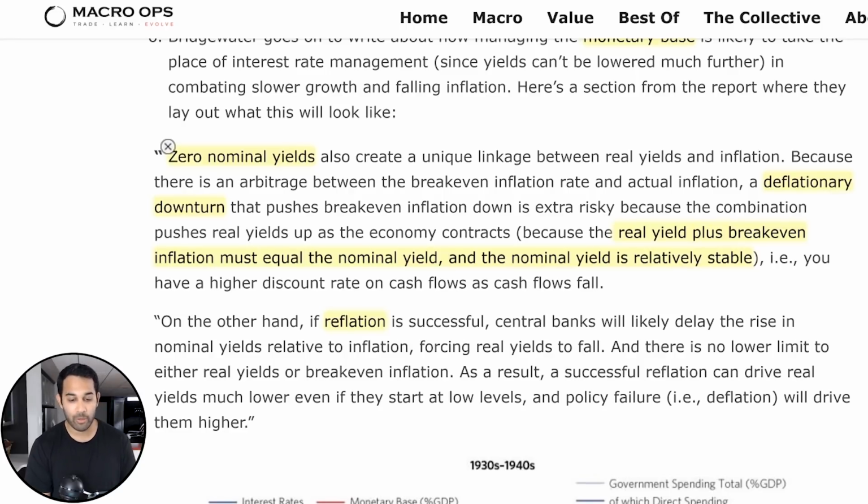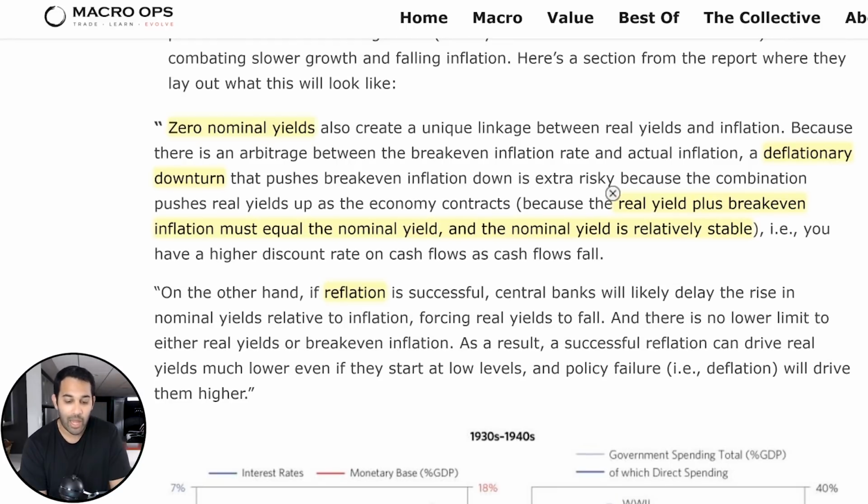So what we have right now is zero nominal yields, right? Well, how you determine nominal yields is taking real yields and then adding in inflation. But if those nominal yields are held at zero, then they're relatively stable now, which makes an interesting problem because if we're facing a deflationary downturn, meaning we're not getting inflation and it's actually falling, then if we look at that equation and nominal yields stay the same, then what's going to have to make up for lower inflation? Well, real yields are going to have to go up, and that's going to happen as the economy is contracting.